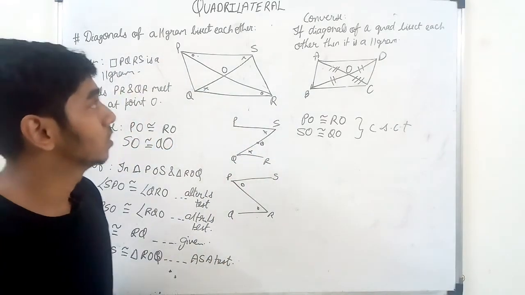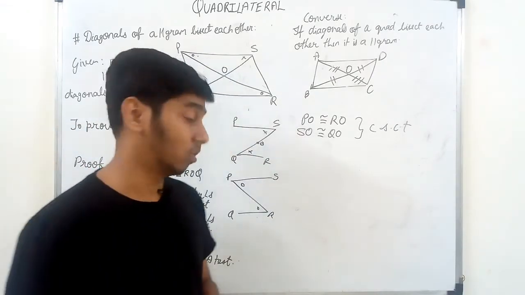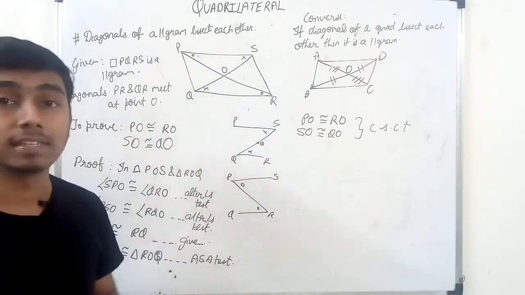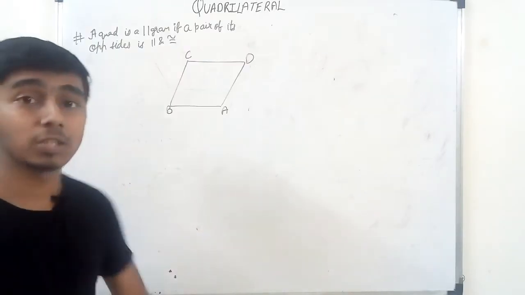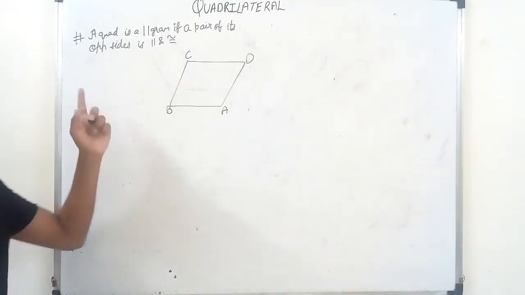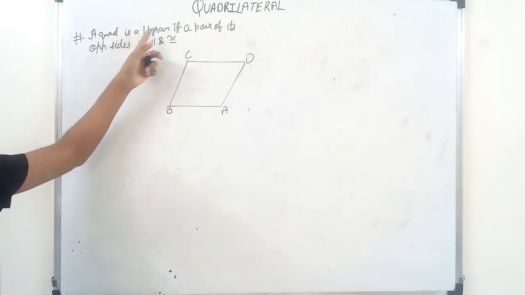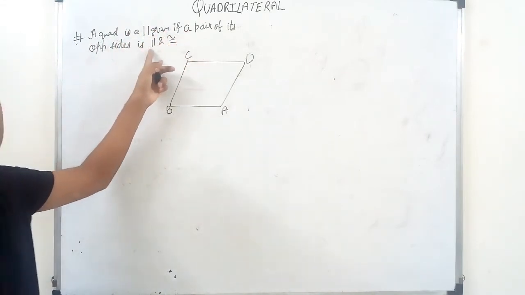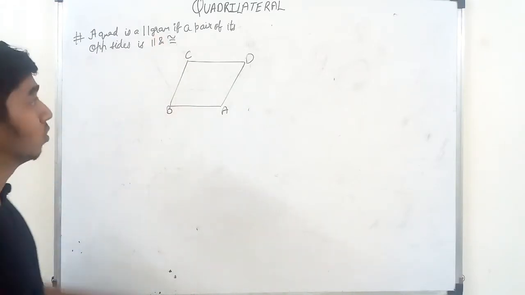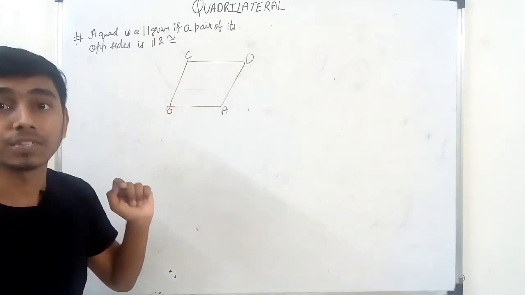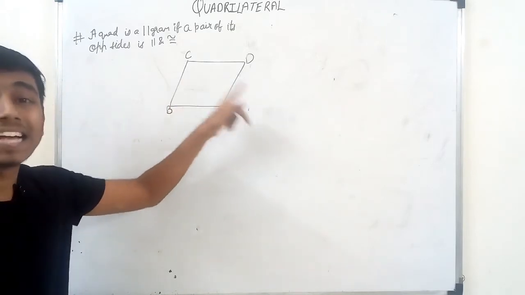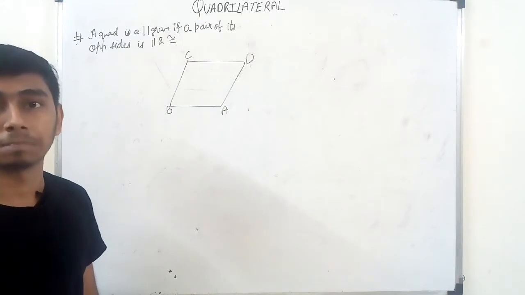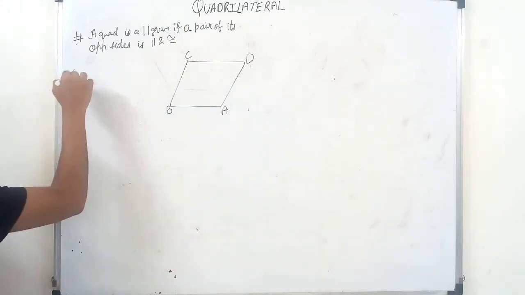So we'll take the next theorem, the last theorem of this video. This is the last proof of this video, which says that a quadrilateral is a parallelogram if a pair of its opposite sides is parallel and congruent. So if you consider any one pair of opposite sides, and they are parallel as well as congruent, then this is a parallelogram. What is given to us?